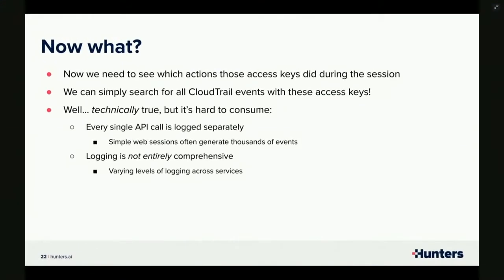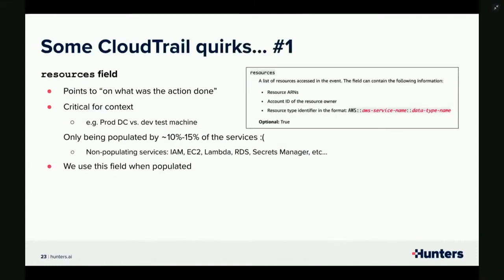I'm not sure, but I'm pretty sure that different services need to implement their own CloudTrail logging, which makes them not log things in the same way. Some of them also populate some other fields differently. Let's take a look at a few of these examples. Let's say, first of all, the resource field. It points to the resource that the action was done on, which is very critical for context, because a snapshot being taken from a prod DC server versus a snapshot being taken from a dev test machine is wildly different.